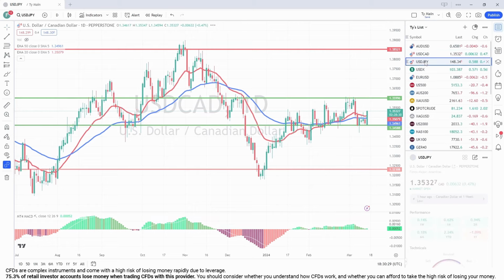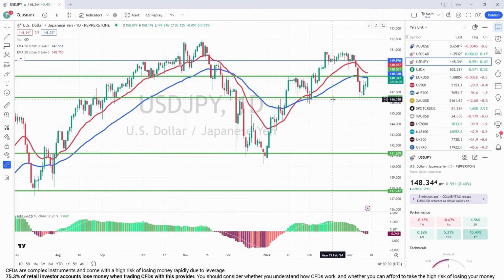So we'll move over to the US dollar yen now, and this did exactly what we wanted it to do as well. It bounced off at that 146.50 level really nicely, and basically up straight into the resistance at 148.50. So pretty good trading on that one.